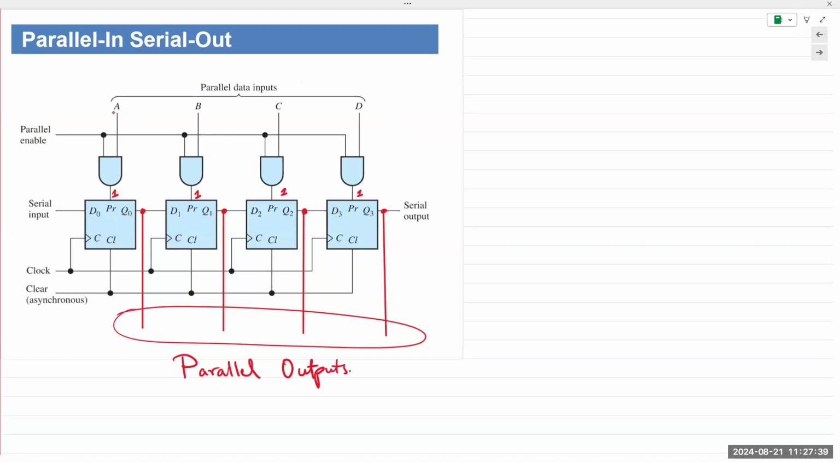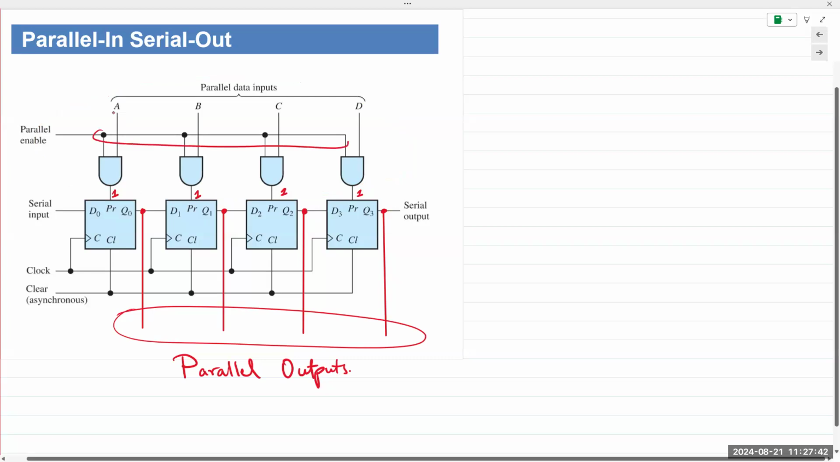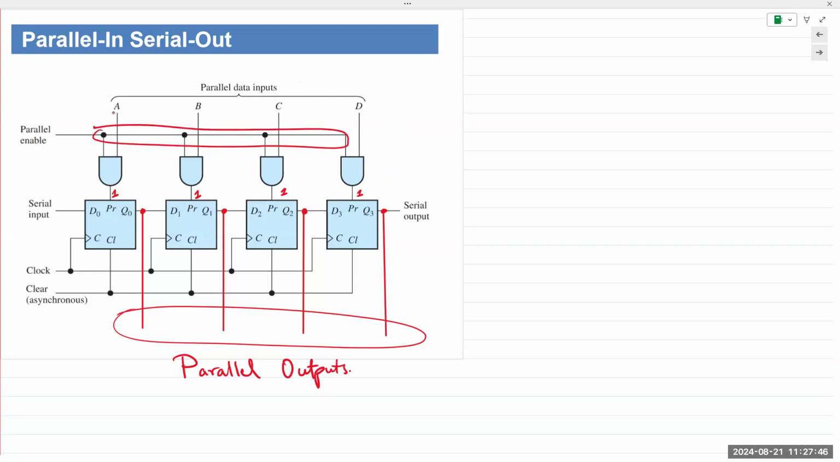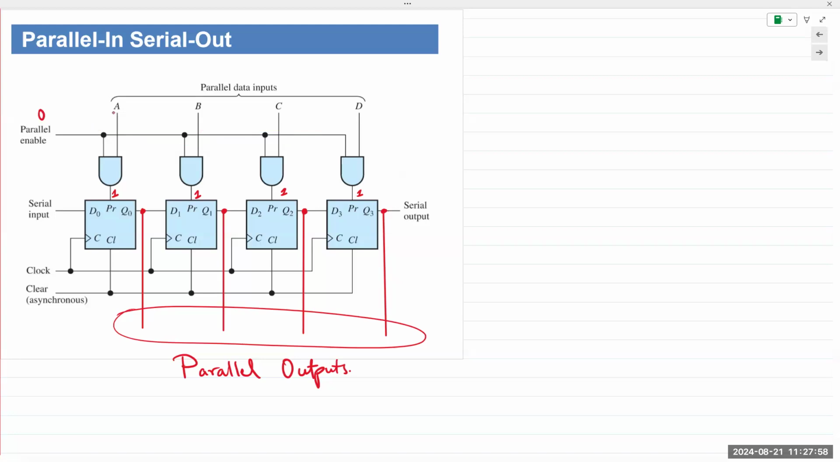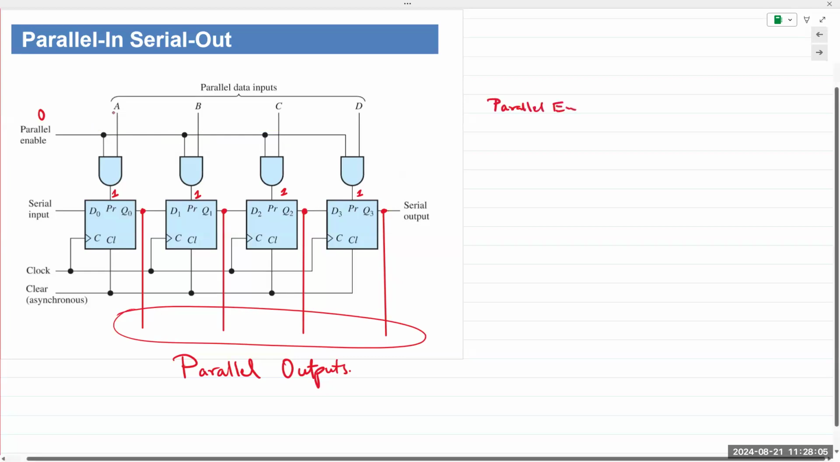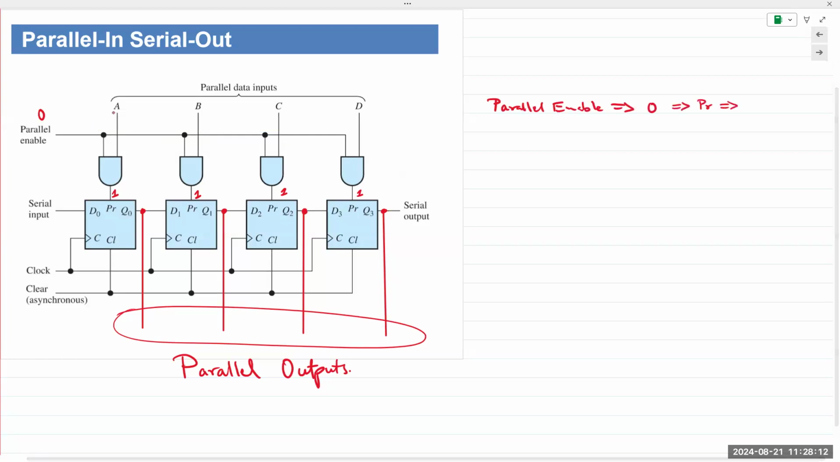So we tie one input for each AND gate together and call that input parallel enable. If parallel enable is 0, the output of all 4 AND gates will be 0. Okay. So parallel enable, if it's 0, all preset values would be 0.